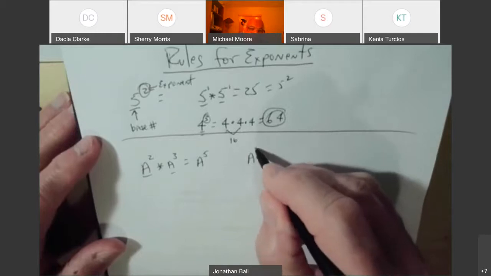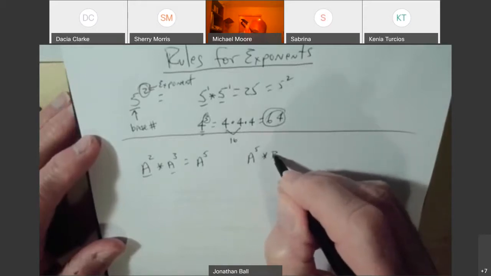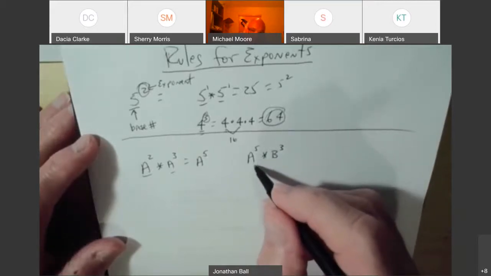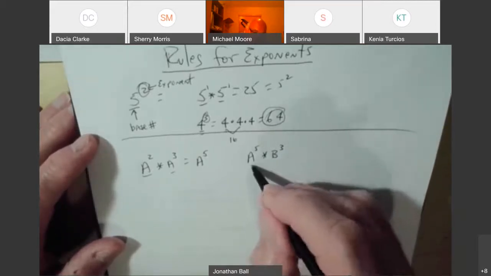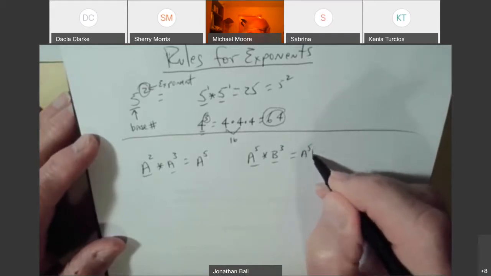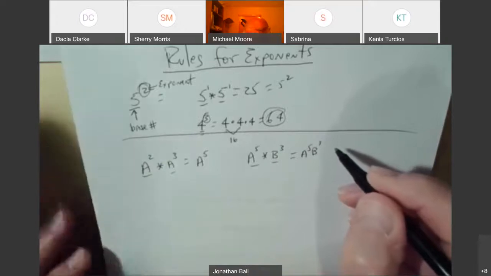If you have a to the 5th times b cubed, there's nothing you can do here. We don't have a common base number. So this is going to equal a to the 5th b cubed.